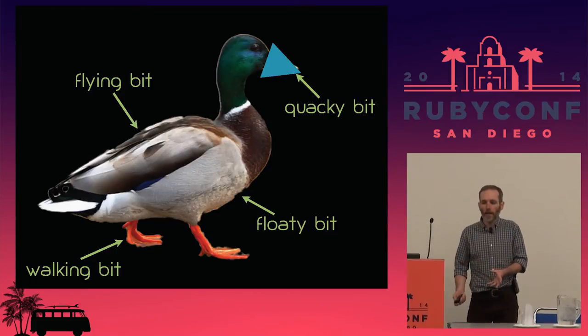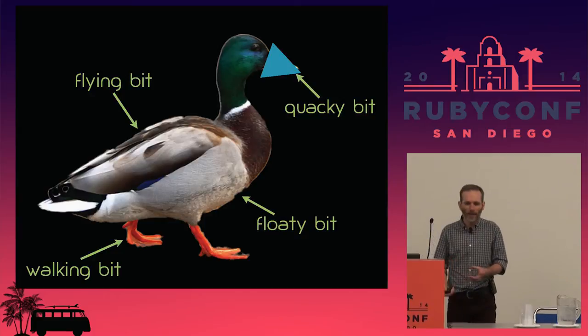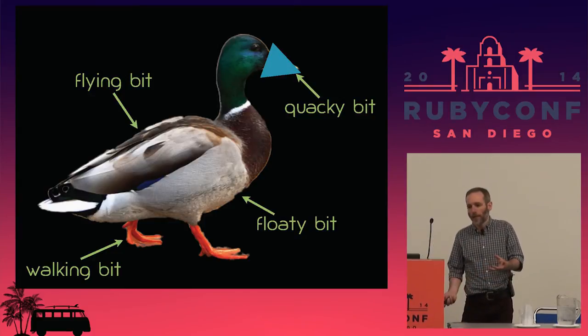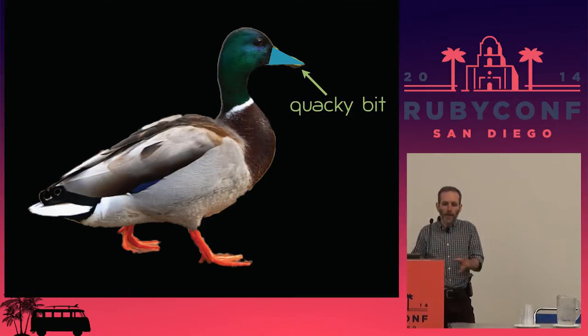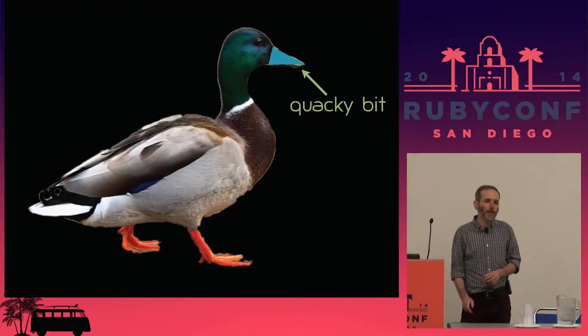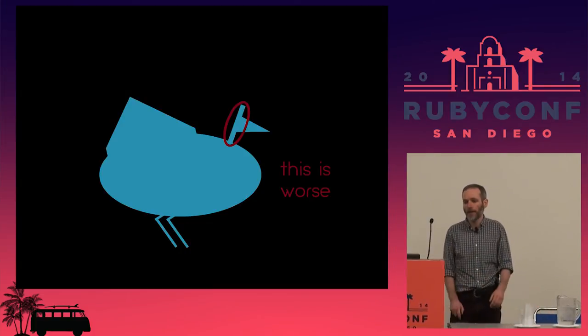Now, if we take the quacking bit that we built and superimpose it, we get something that looks like this. And it's not a very good fit. It's too big, it's the wrong angle. So we can improve it. And then we get something like that, which is still not quite right, but it's a much better approximation. So if we take this and put it back in our original duck, we get this.